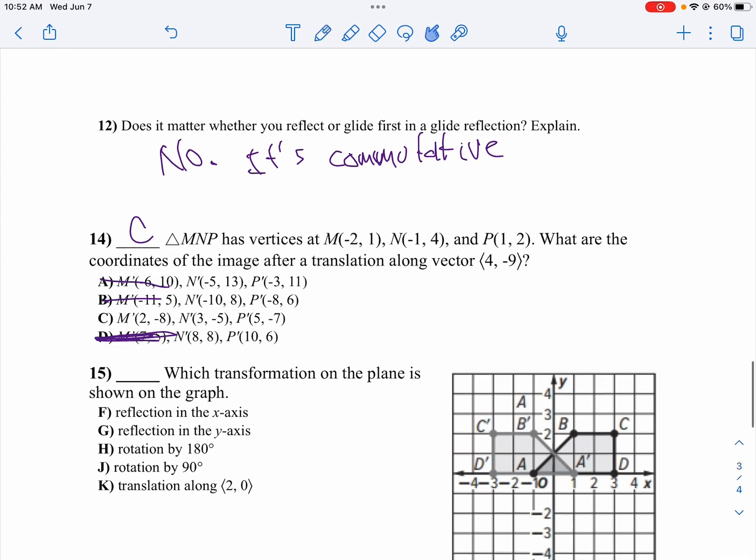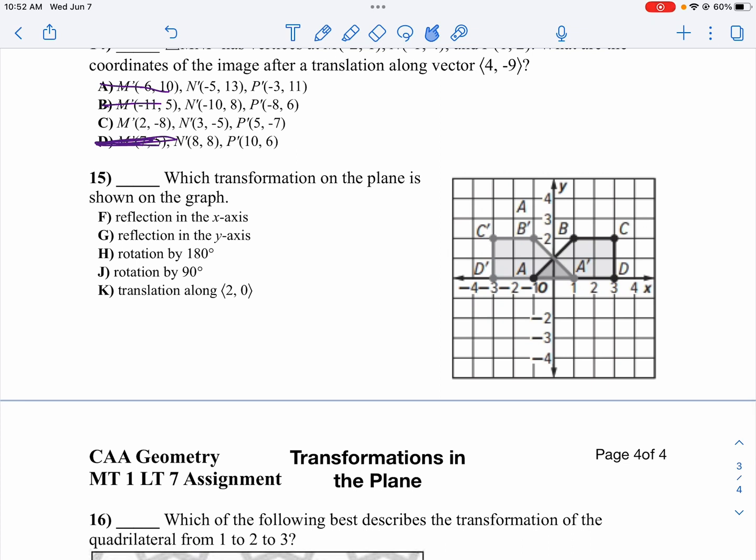And if I take a look at 15, which transformation is shown? I'm not doing a reflection in the x-axis, because if I did it in the x-axis, it would be down in my first quadrant. Am I doing a reflection in the y-axis? Sure looks like it, doesn't it? I'm going from negative 3 to positive 3. That is what we're doing.